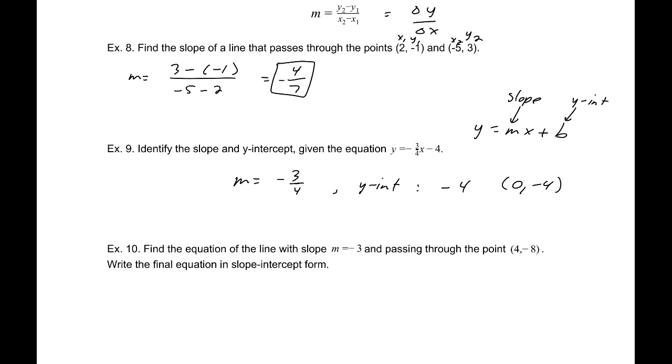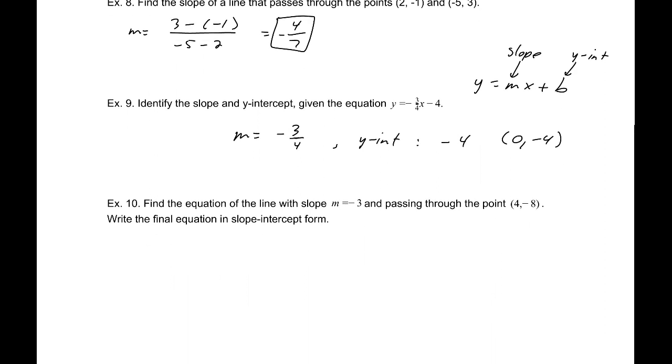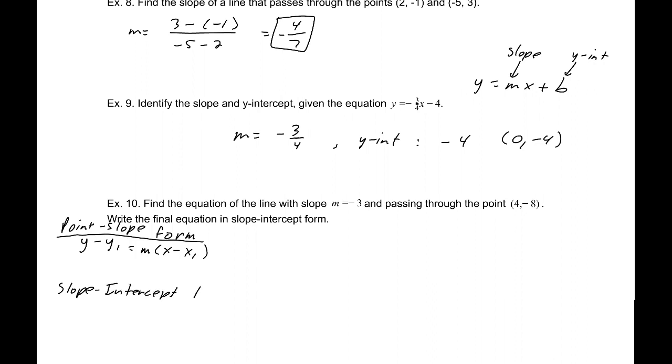Example 10, find the equation of the line with the slope m equals negative 3, passing through the point (4, negative 8), and write the final equation in slope-intercept form. We're going to have to use two equations here. The first is called point slope form of a line, which is y minus y1 equals m times (x minus x1). And we want to end in slope-intercept form, which is what I mentioned just a moment ago, y equals mx plus b.